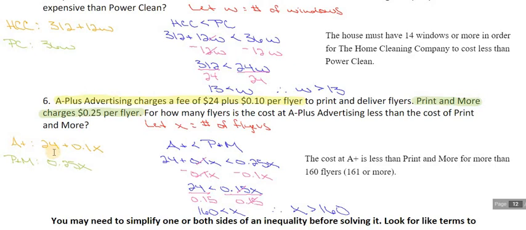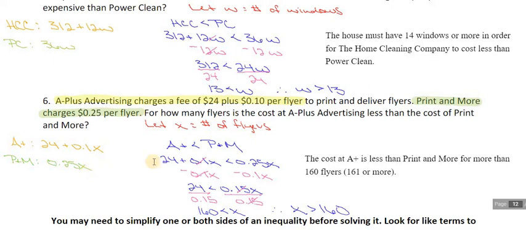Right, so taking a look at our solution here, A Plus is 24 plus 10 cents per flyer, so 0.1 times x. Print and More is just 25 cents per flyer, so 0.25x, where x is the number of flyers. I just don't like using the variable F. So we want the big idea for A Plus to be less than Print and More.